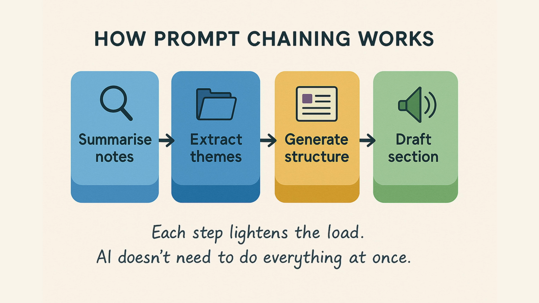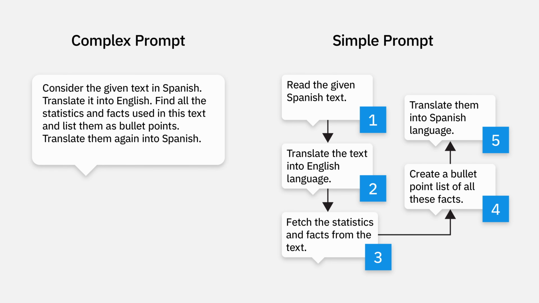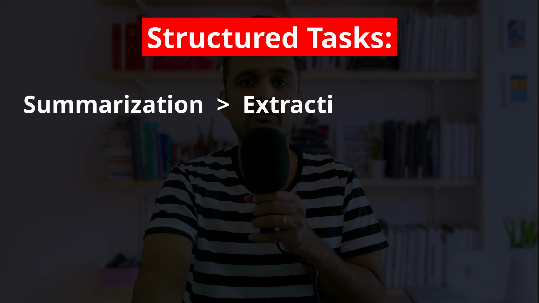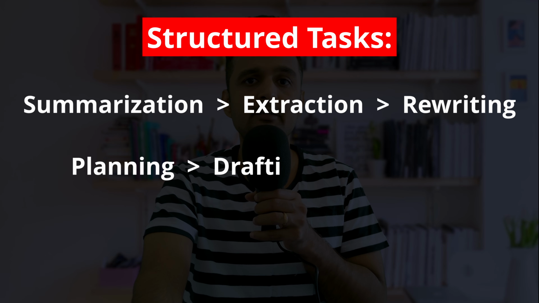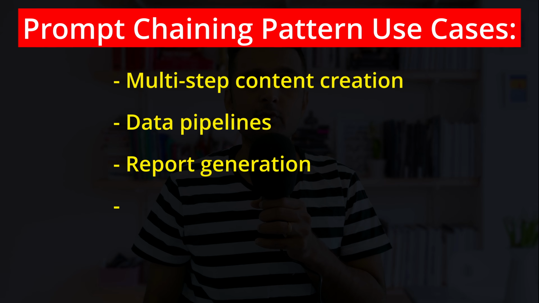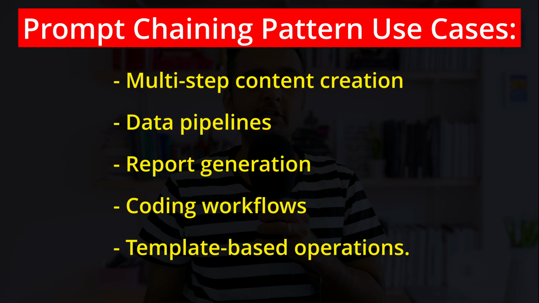Next one is prompt chaining, one of the simplest and most reliable design patterns. This is where the output of one LLM becomes an input to the next. Instead of asking the model to do everything in one giant prompt, you break down the workflow into a predictable sequence of steps. It's perfect for structured tasks like summarization, extraction, rewriting, or planning, drafting, reviewing. Here are a few example use cases of the prompt chaining pattern.